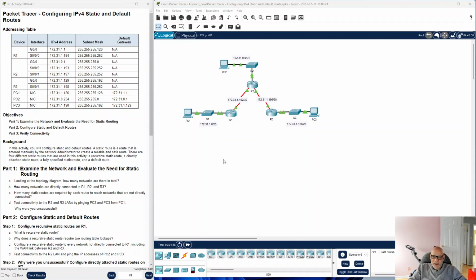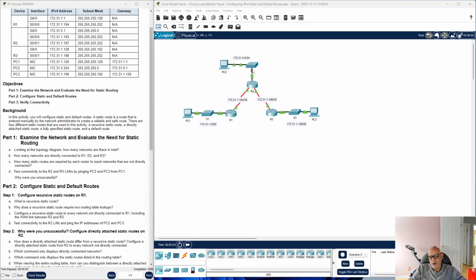In this activity, we will configure static and default routes using Packet Tracer. So here we have a topology, and here we have the addressing of all the networks.